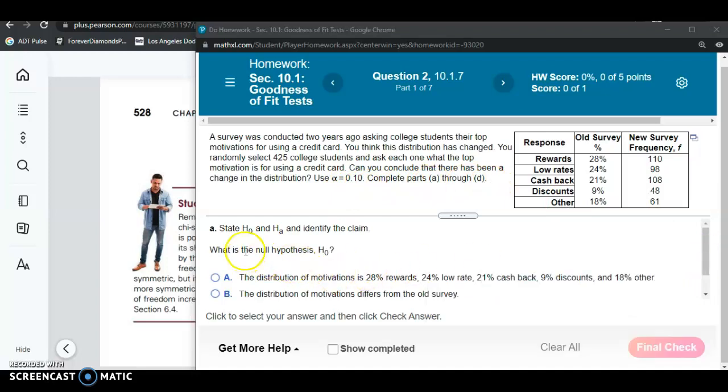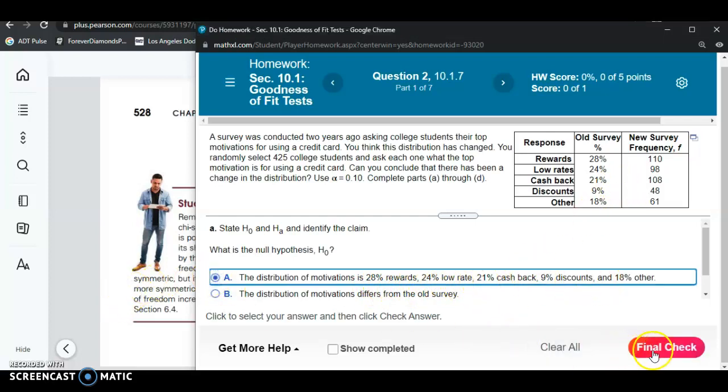In part A, we're going to state the null and alternative hypotheses, and then identify the claim. So the null hypothesis is that the proportion or percentage for each response is what it says in the table here. So the null hypothesis would be that the top motivations are 28% for rewards, 24% for low rate, so on and so forth. So that's going to be our null hypothesis.